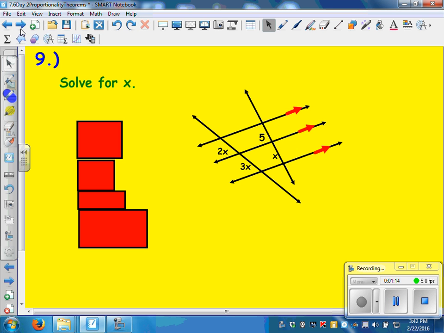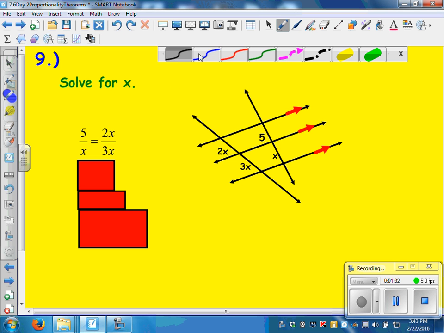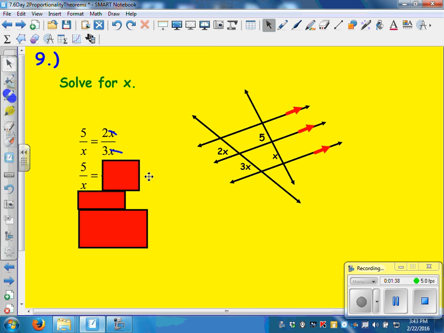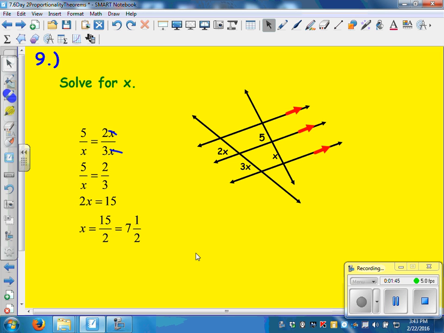Number 9. According to the parallel lines proportionality theorem, if 3 lines are parallel and cut by 2 transversals, the respective segments are going to be proportional to each other. So in this case, 5 over x is equal to 2x over 3x. You do have an option of canceling the x's out immediately. So you have 5 over x equals 2 over 3. Cross multiplication gives you 2x equals 15, or x equals 7.5.